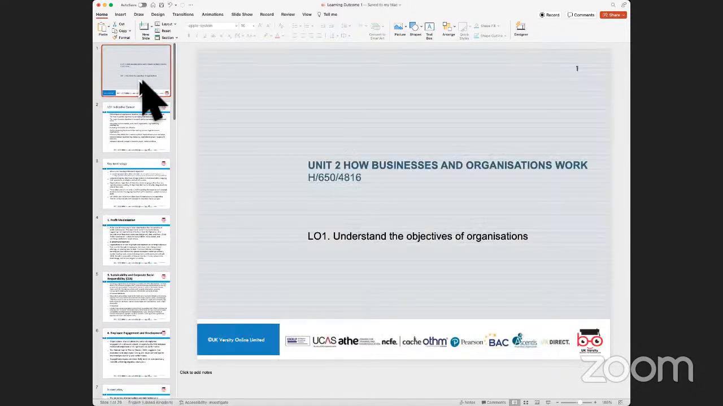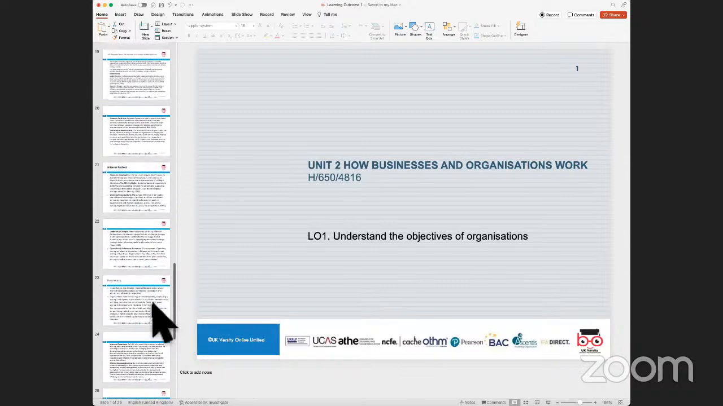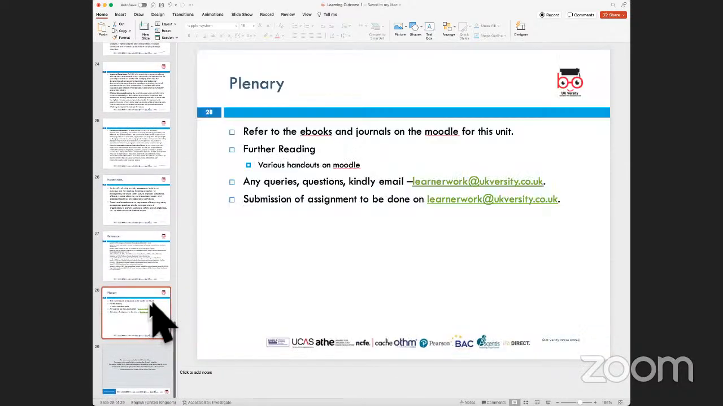So I hope this particular session has been useful, which allows us to cover learning outcome 1 in great amount of detail. There is a bit of reading that you can do in the business environment book, which is given on Moodle. And in that book, chapter 3 could be looked at along with various handouts to essentially develop a deeper understanding of what we've discussed today.